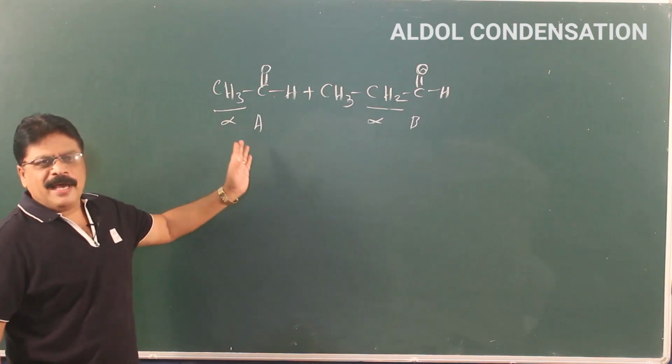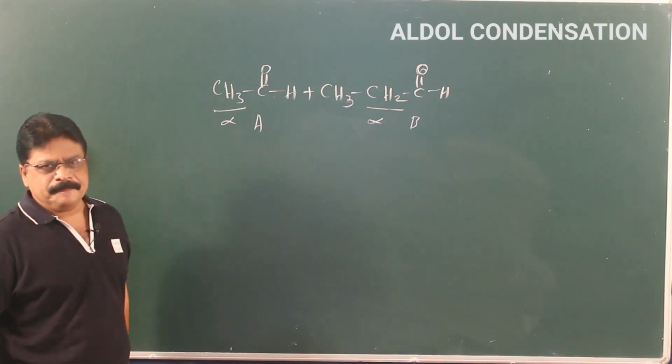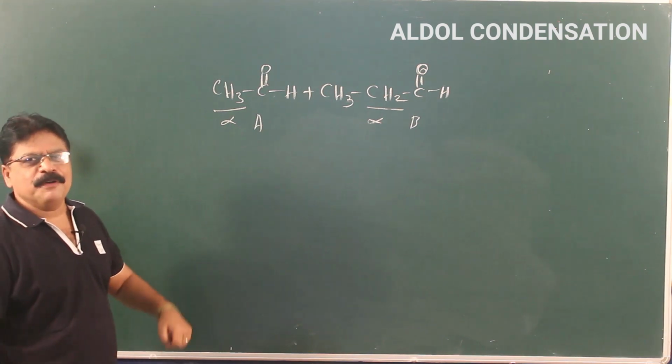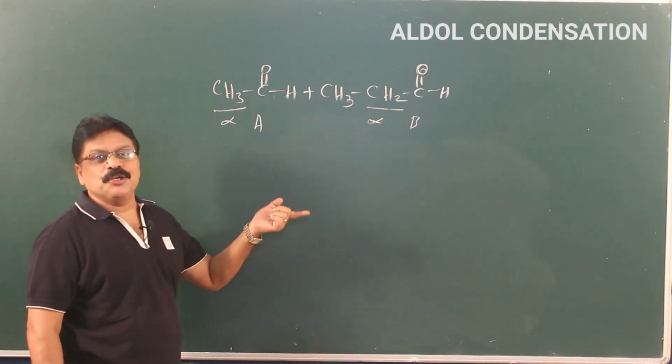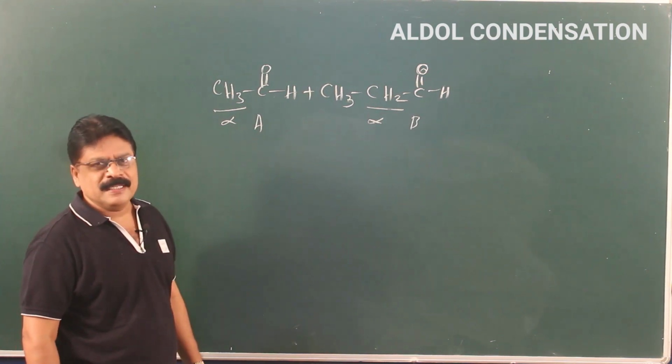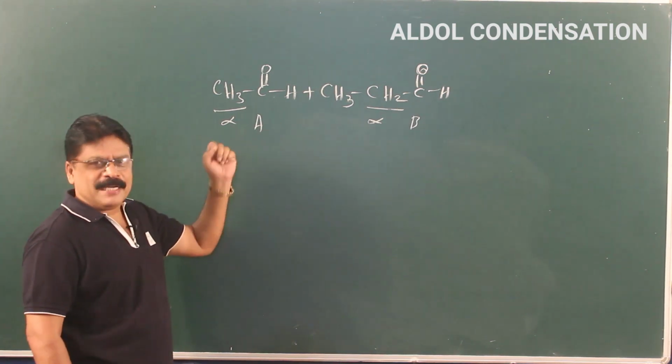Now, if you have 2 different aldehydes, we said we will get 4 products. But if a question is asked, which product will be obtained in a greater proportion, then we will have to go back to the mechanism.